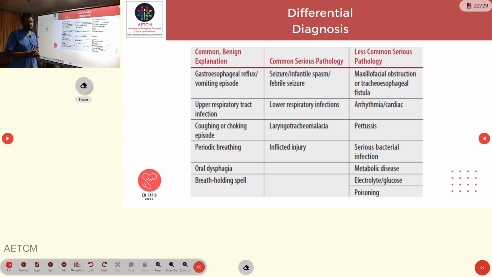Other common serious pathologies involving the BRUE condition are seizure, infantile spasm or lower respiratory infections, and laryngotracheomalacia, and also cases of child abuse, inflicted injuries and poisoning. Less common but serious conditions include tracheoesophageal fistulas, arrhythmias, then bacterial infections and metabolic diseases.